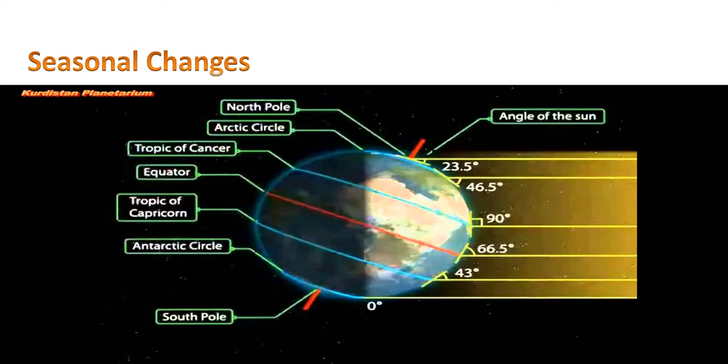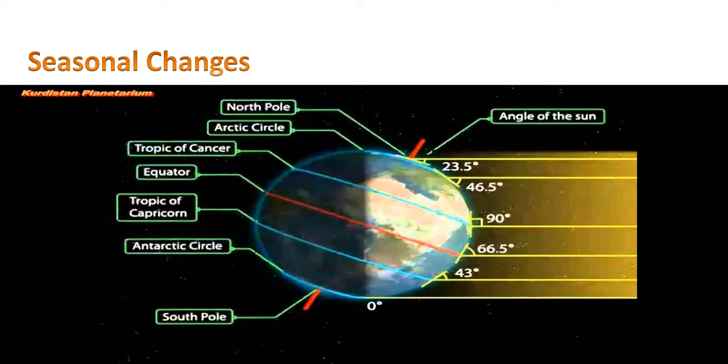First is seasonal changes. The amount of heat that a place receives on the Earth depends on the angle at which the sun rays reach it. When a place receives vertical sun rays, the place gets hot. This is because the amount of heat in the direct vertical rays is concentrated on a small area, whereas the same amount of heat is spread over a large area in the case of the oblique rays.